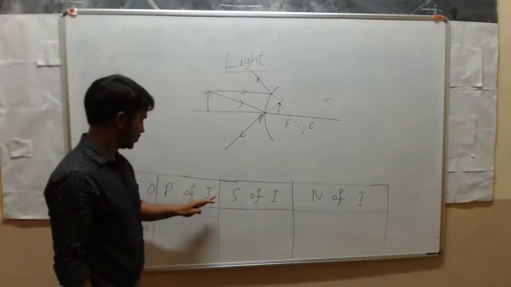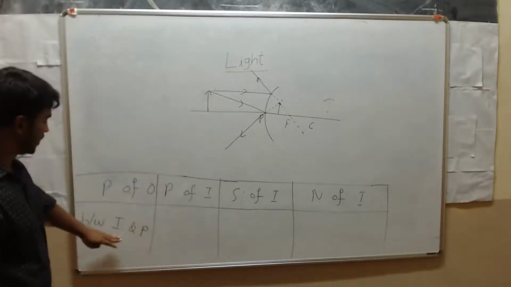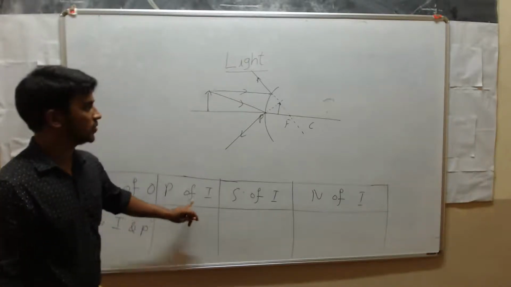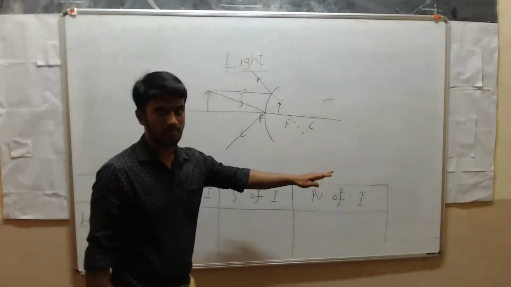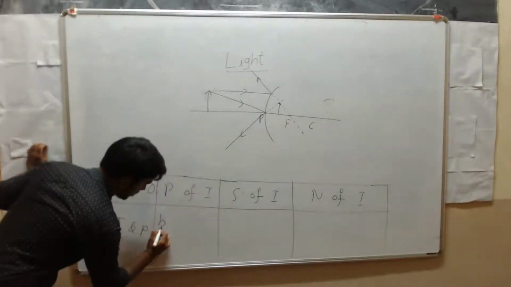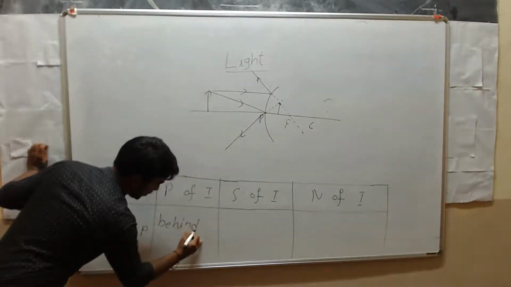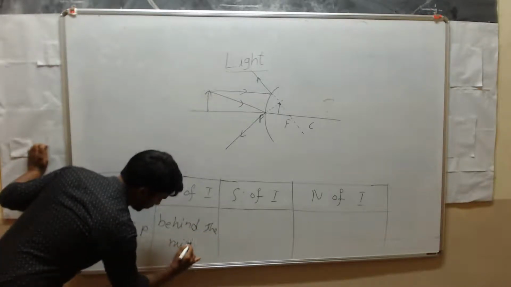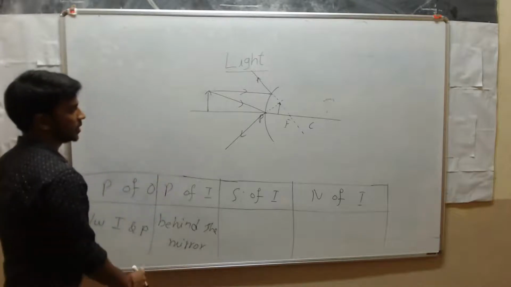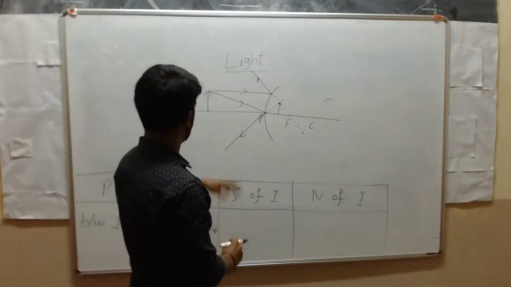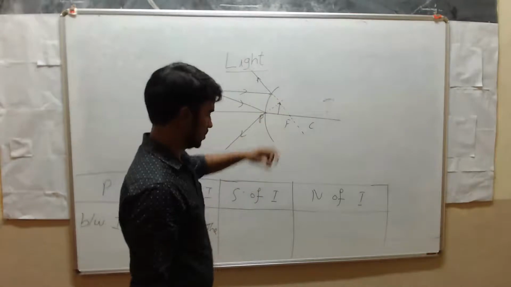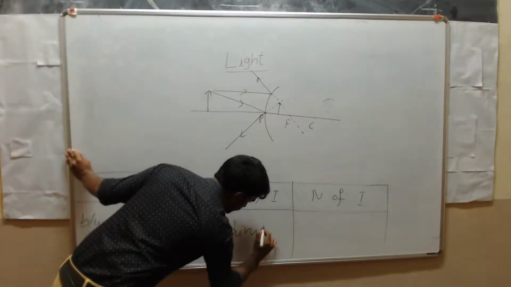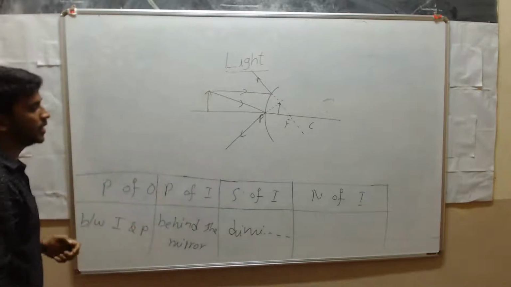Now, position of the object is between infinity and pole of the mirror. Then what is the position of the image? Position of the image is behind the mirror. What about the size of the image? Just compare this size and this one. So this one is small, right? So that's why the size of the image is diminished.